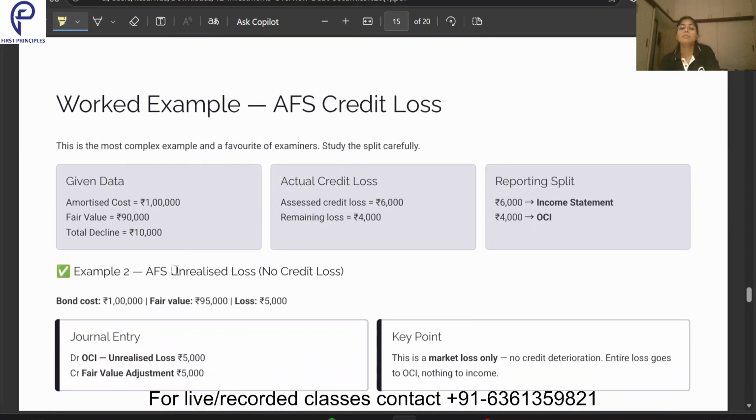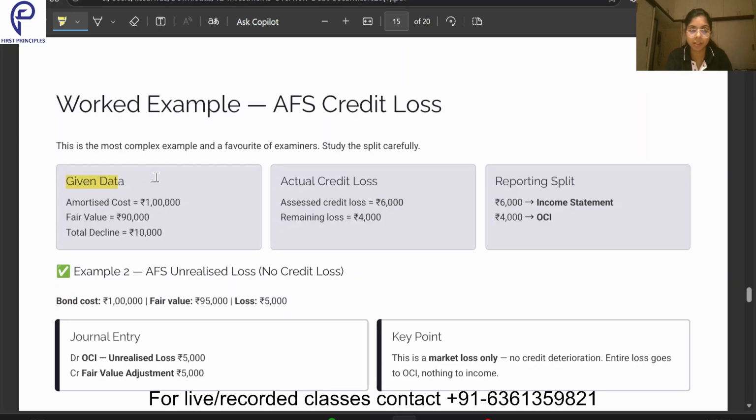Then available for sale credit loss. What is the available for sale credit loss? So this is the most complex example, and it is one of the favorites of the examiners. Please be very attentive, be very careful when I am explaining this.